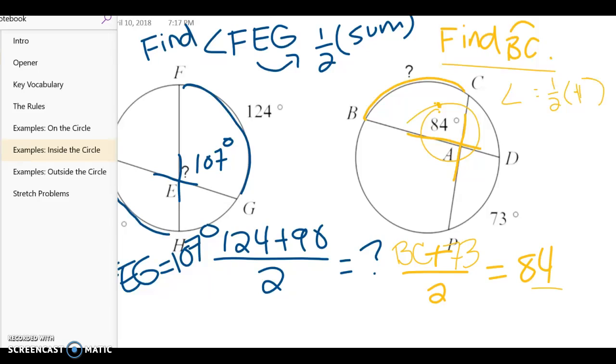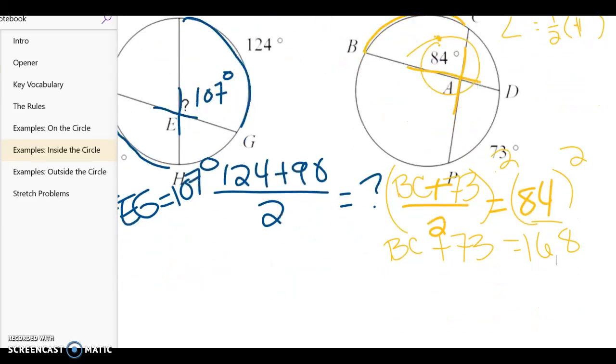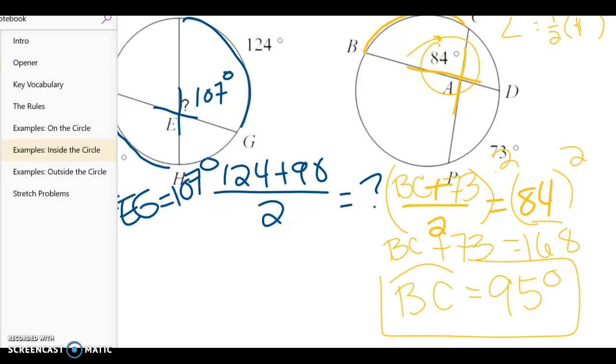Now, to get rid of the 2 in the denominator, the opposite of dividing by 2 is multiplying by 2 on both sides. So I get that BC plus 73 equals 84 times 2, which is 168. Okay, so let's scroll down just a second so that I can have a little bit more room to write. To get BC by itself, all I have to do is subtract 73 from both sides. So we find that arc BC is 95 degrees.